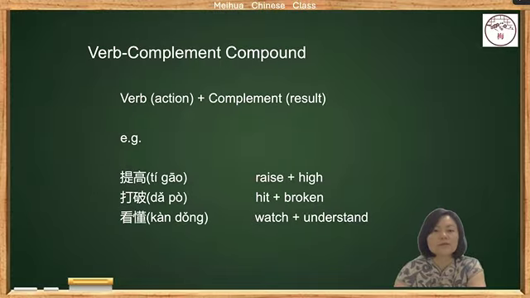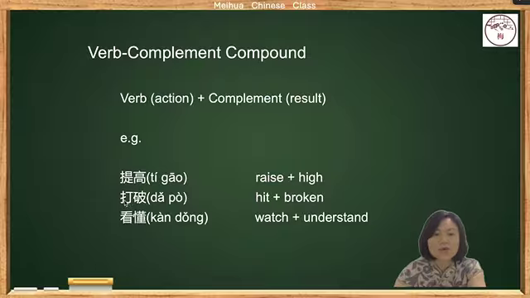Okay, so the third type, verb complement compound. So it has two parts. The first part is verb, means action. The second part is complement, means the result or the outcome from the action. For example, 提高, 提高, 提 means raise something. 高 means high, right? Raise something to a high level. So here, the high works as the complement of the action of raising, right?